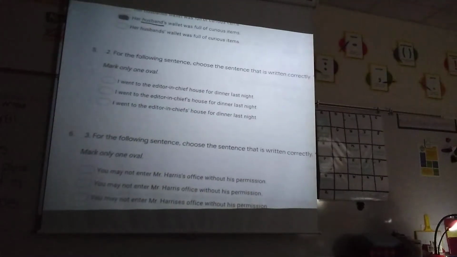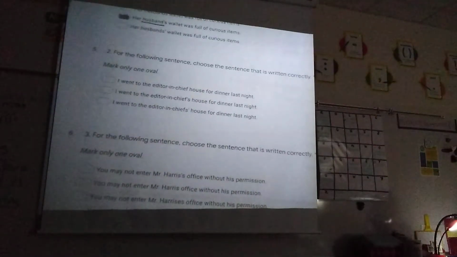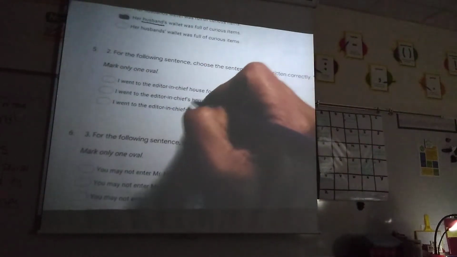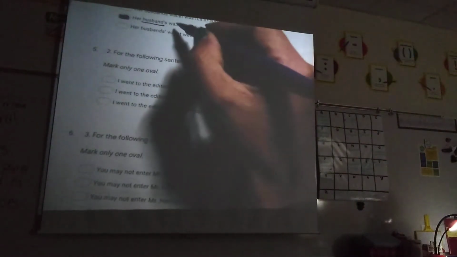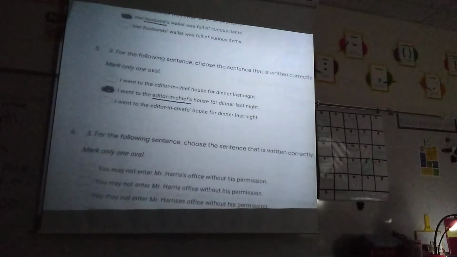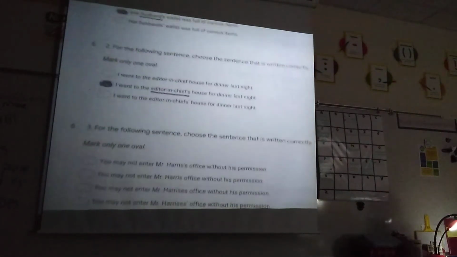The second sentence, "I went to the editor-in-chief's house for dinner." Well, we're going to a specific person's house. So to show possession, again, like our first one, we would have to do the apostrophe S. We're going to one person's house, the editor-in-chief's house. So we would use the apostrophe S to show that we're going to his house.